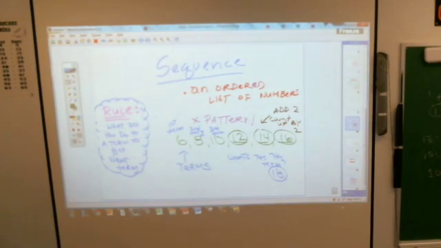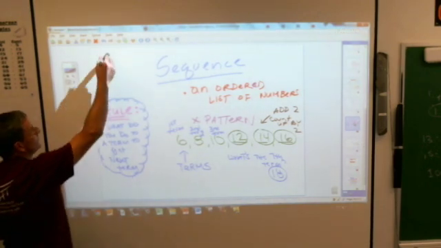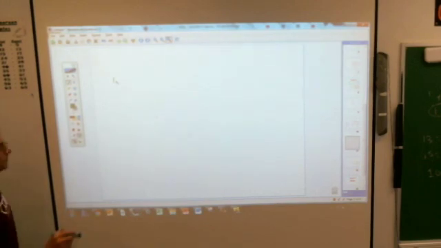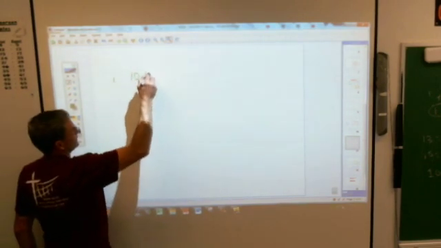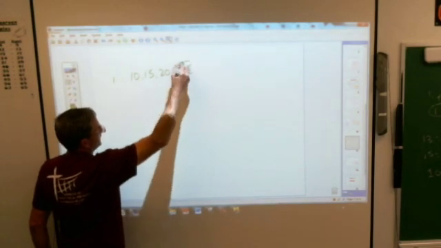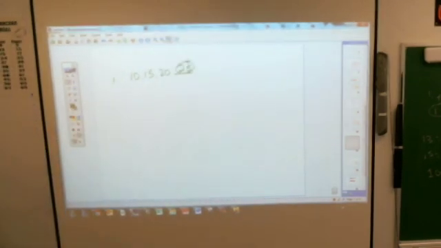I am not looking for just the answers on this, so when you do the problem, this is what I need to see. Example, problem number 1 in your book: you are going to write down 10, 15, 20, then put 25 there, and maybe circle it because that is your answer. Look, it already gave you an answer. How about that?